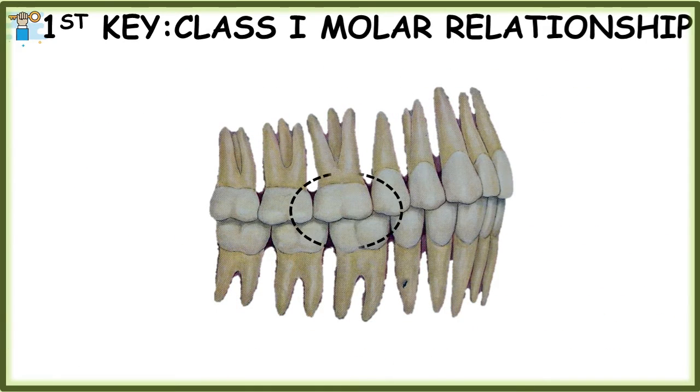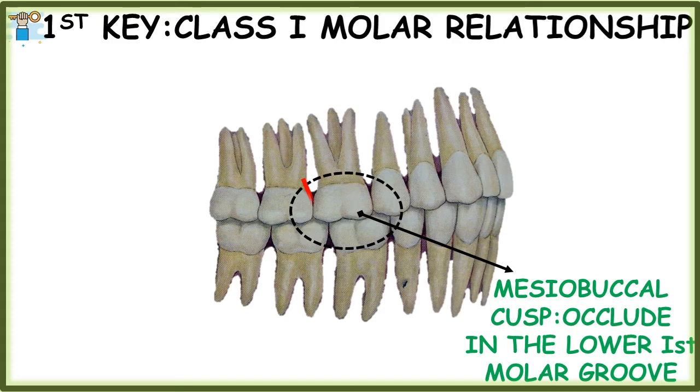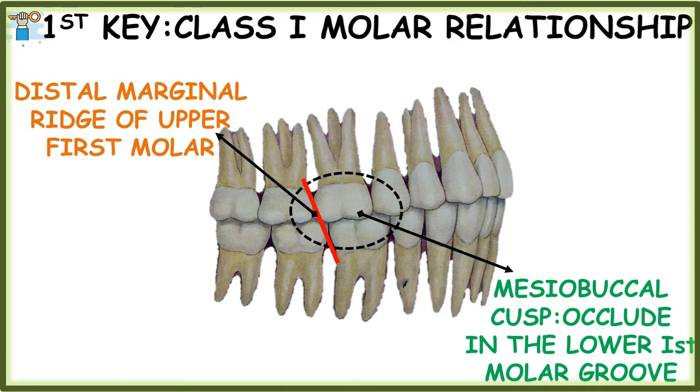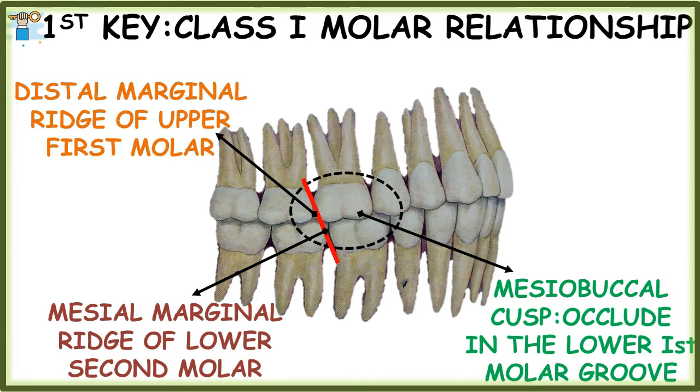Look at the figure. As you can see that the mesiobuccal cusp of upper first molar occludes in the lower first molar groove, and this red line, it occludes the distal marginal ridge of upper first molar with the mesial marginal ridge of lower second molar. As you can see in the figure, both the marginal ridges, distal and the mesial of the lower, occlude each other. This is the first key to normal occlusion.